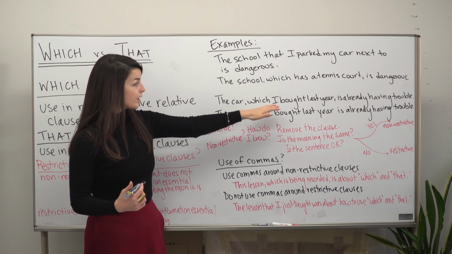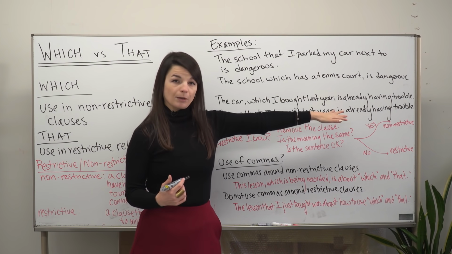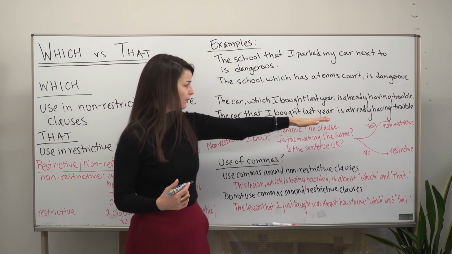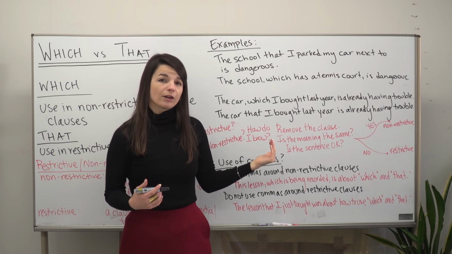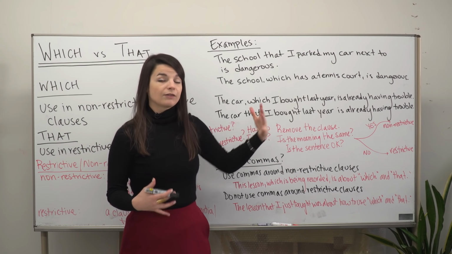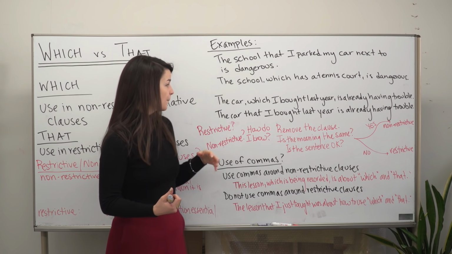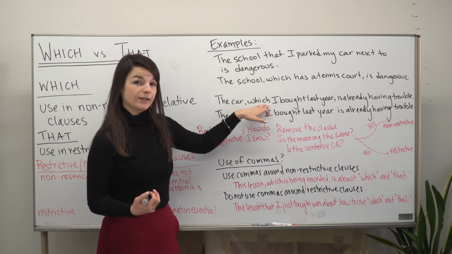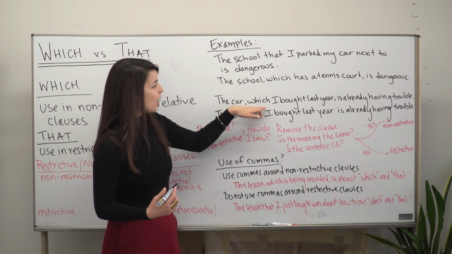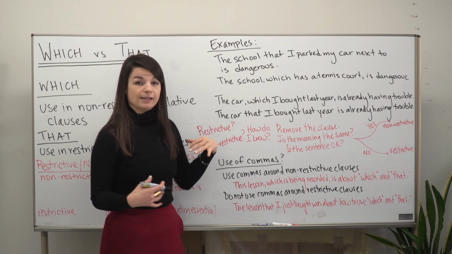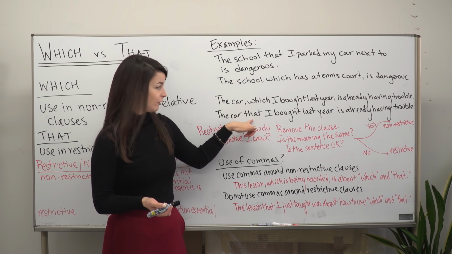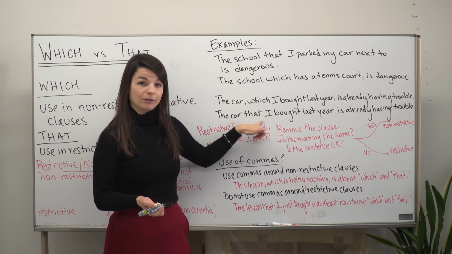First, the car, which I bought last year, is already having trouble. And the car that I bought last year is already having trouble. These are very similar sounding sentences. However, our choice of which or that, as well as the commas, which I'll talk about later, have changed the meaning. So there are a couple key differences here. One, by seeing that in the first sentence we're using a non-restrictive clause with which, we see the car which I bought last year, this shows us that this is extra information about the car. Here, however, we see that this is essential information. The car that I bought last year is already having trouble.